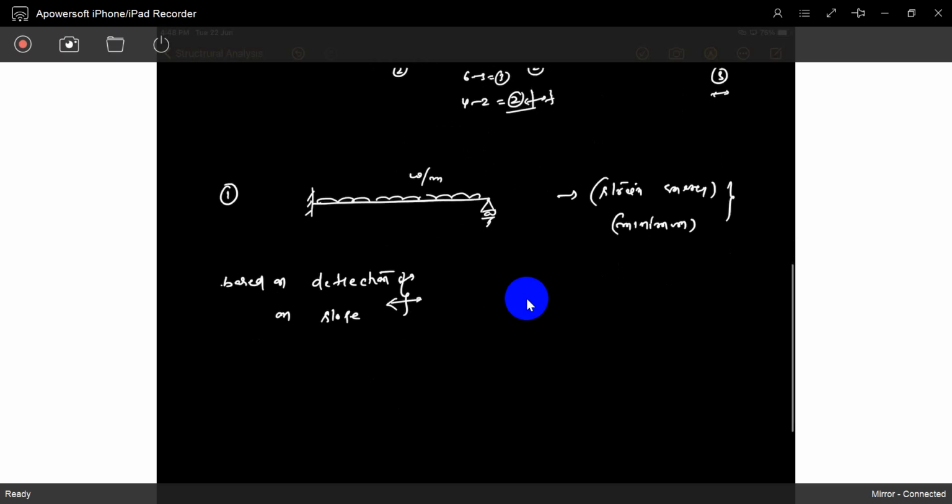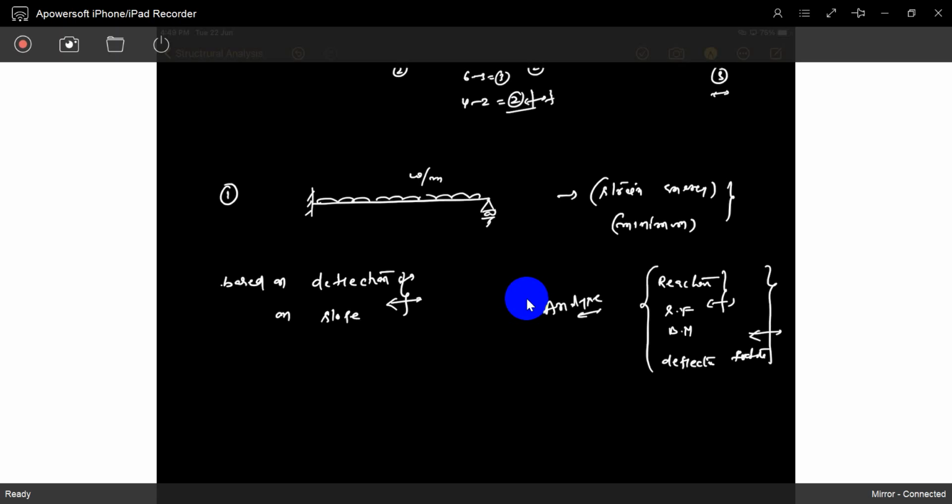If I say analyze the beam, analyze the structure, you have to find every reaction, draw the shear force diagram, draw the bending moment diagram, and also draw the deflection profile. If you do all, then only we call it an analysis. Not just finding the reactions; we have to draw the shear force and bending moment diagrams and the deflection profile.